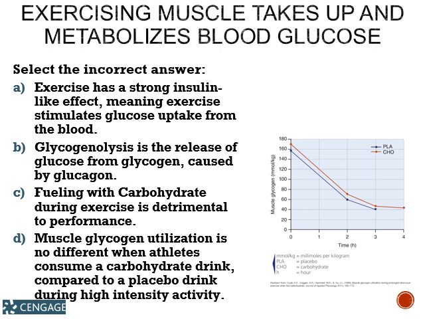Okay, so armed with this information and with the information that you have read in chapter 4, which one of these is the incorrect answer? A, exercise has a strong insulin-like effect, meaning exercise can stimulate glucose uptake from the blood. B, glycogenolysis is the release of glucose from glycogen caused by glucagon.